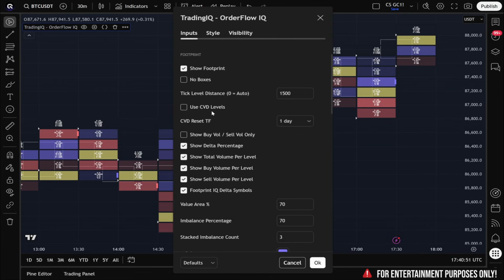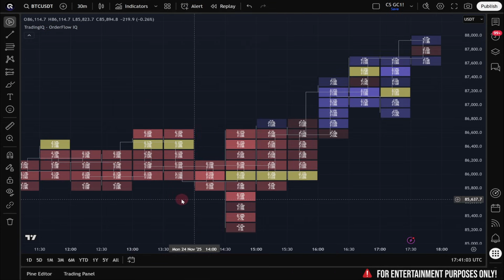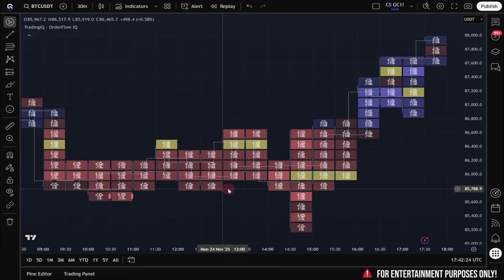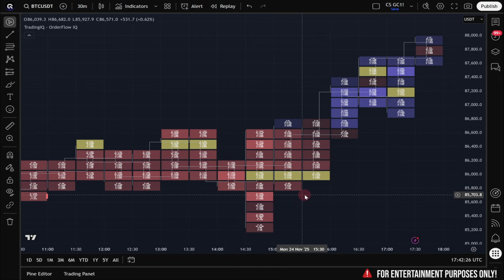Check out what happens when I turn on this setting, CVD levels. The footprint looks a lot different, and that's because the Orderflow IQ footprint engine is capable of storing memory, just like traditional CVD. That means that all the tick levels you see generated by the footprint engine actually store volume delta, buy volume and sell volume, delta percentage, and all these relevant metrics across time in memory. And yes, all with tick data, making it a genuine footprint engine.